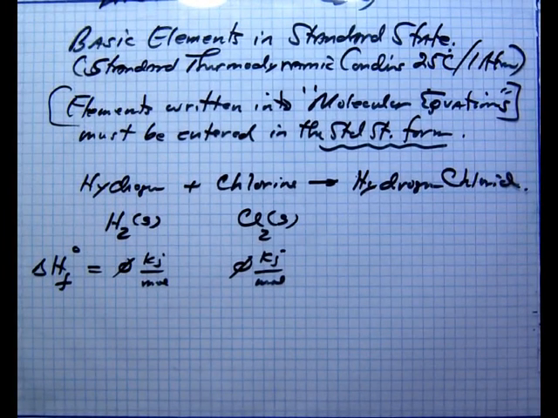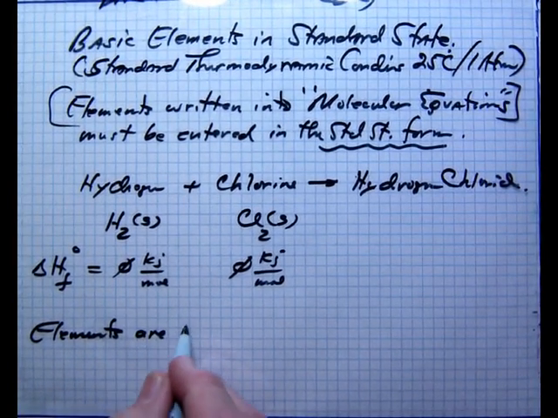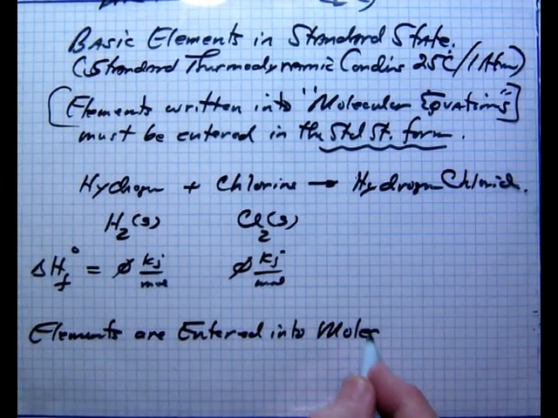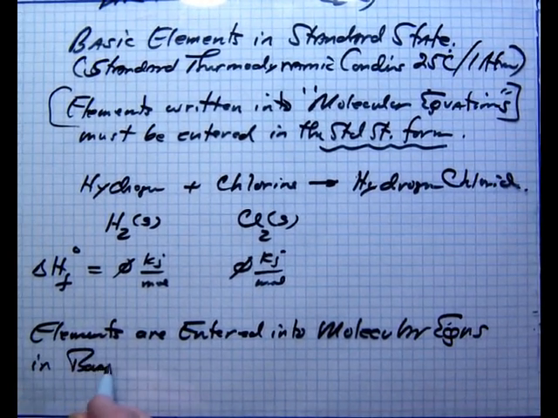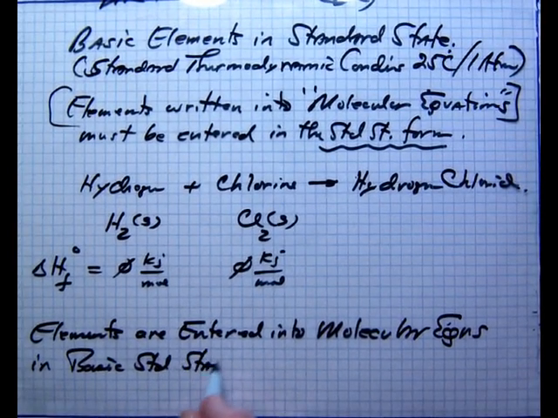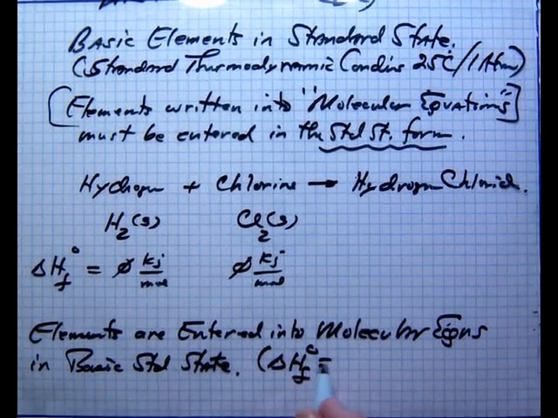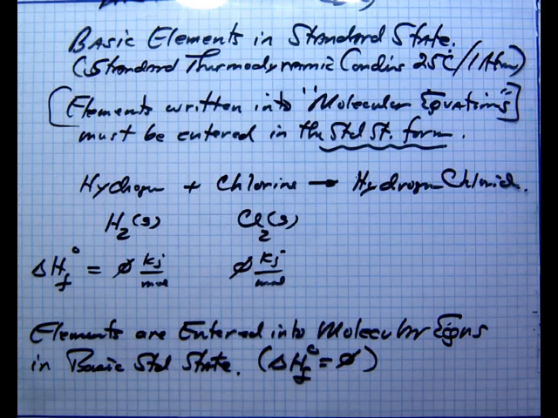Okay, so what do you need to know right now? Basic standard state elements are entered into molecular equations in basic standard states. And to identify that, you go to the thermodynamic table and look up what we call the standard heat of formation. Delta H of 0 always is 0. That's the basic standard state. Now, one other thing that it means is this is the most common form of that element.